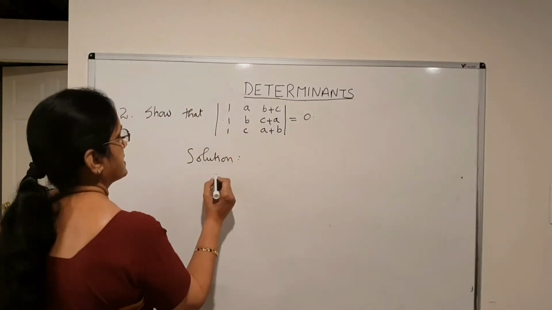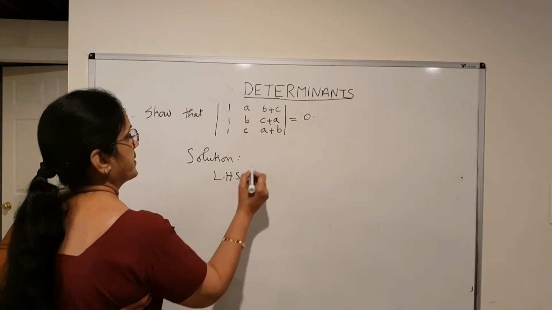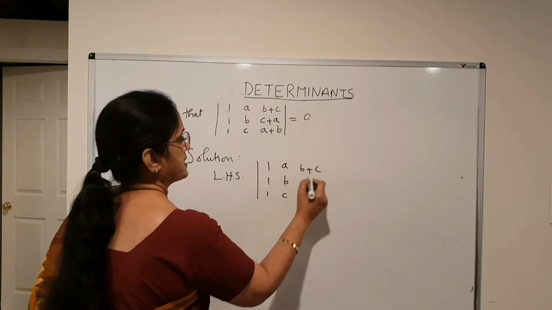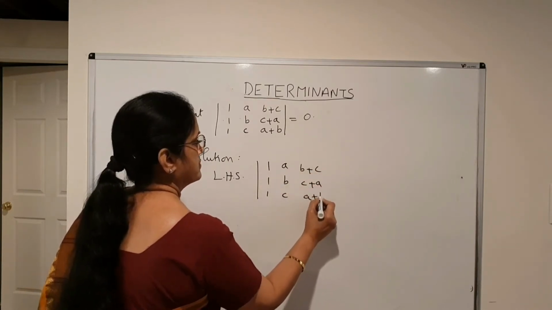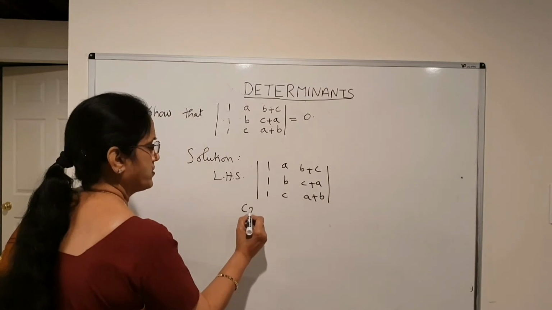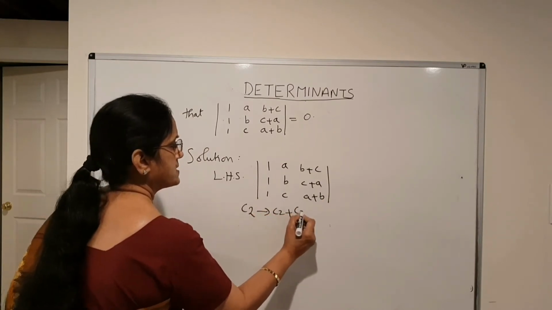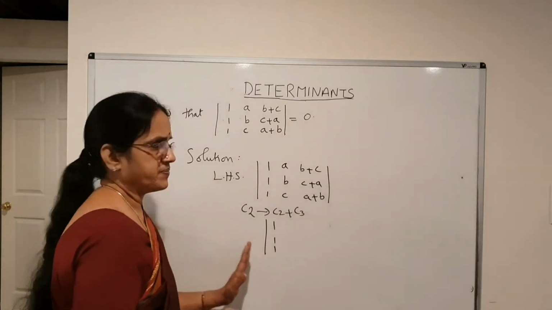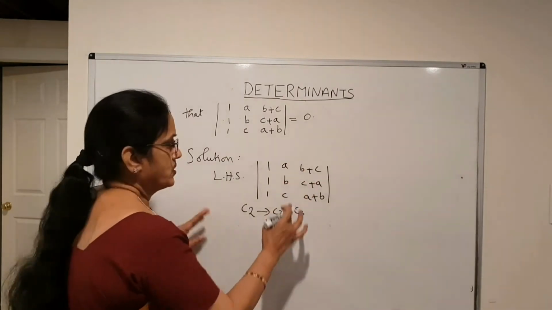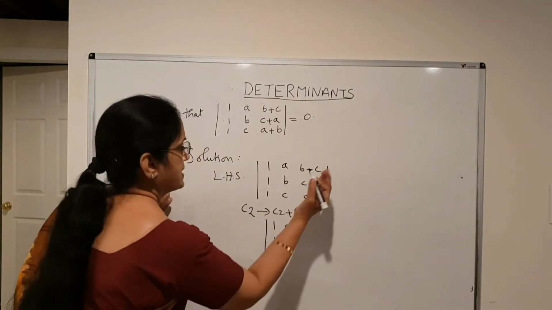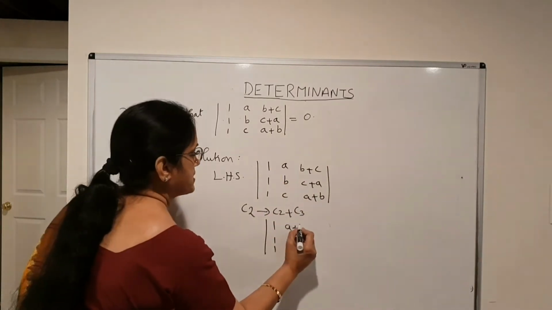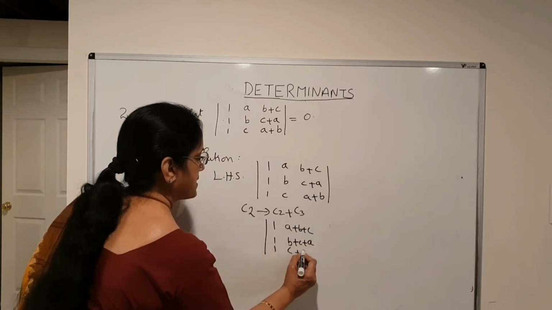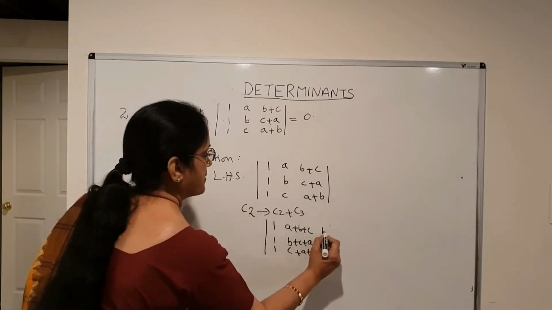So, LHS: determinant 1, 1, 1, A, B, C, B plus C, C plus A, A plus B. So, what am I going to do? I am going to write C2 as C2 plus C3. That gives me 1, 1, 1. First column will remain the same. I am making the change only in C2. What is the change I am making? I am adding C3 along with that. So, A plus B plus C, B plus C plus A, C plus A plus B. Third column will remain the same.